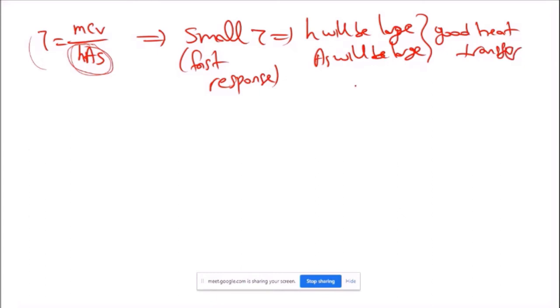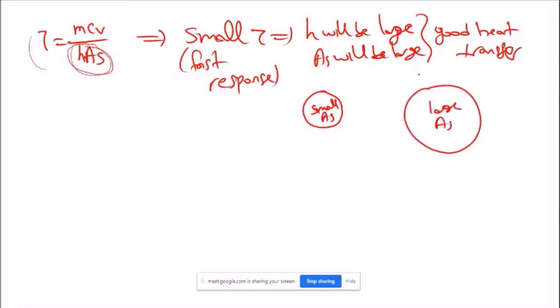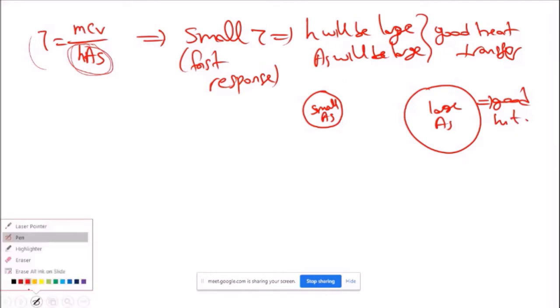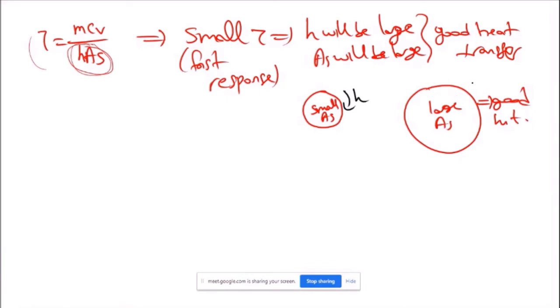If you compare, for example, this is a sphere with small As, but if you have a larger sphere, with large As, then you have good heat transfer. Also h: if h is large, you have better heat transfer. Therefore it is good.